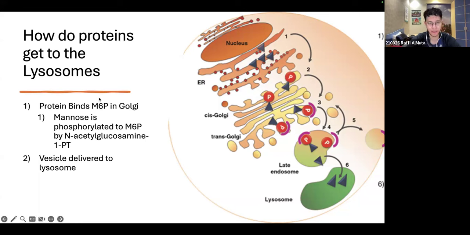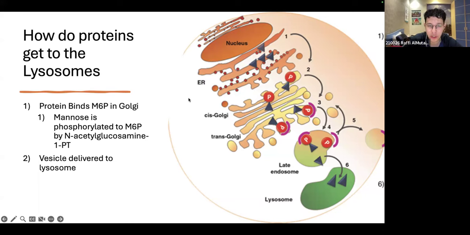Now, one thing to note about mannose 6-phosphate that might be important is that mannose 6-phosphate comes from, if you couldn't tell, mannose, and mannose has to be phosphorylated. So we need to add a phosphate to it. And this is done by N-acetyl glucosamine 1-PT. I'm sure there's a shorter name.